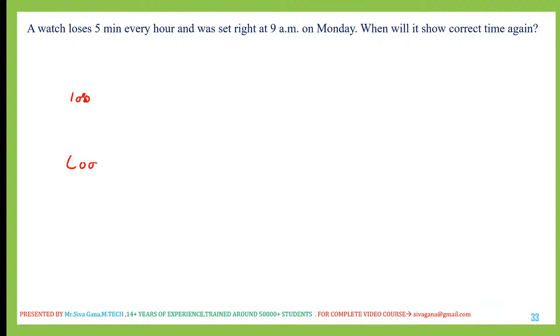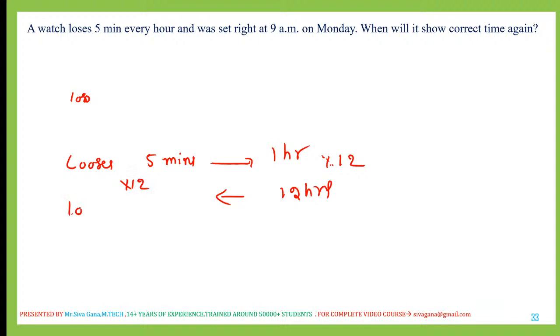Now simply what we have to do: it loses 5 minutes in every 1 hour. In 12 hours, how much does it lose? Multiply here also with 12. 12 fives are 60. So 60 minutes is lost in 12 hours. 60 minutes means 1 hour. So 1 hour is lost in a 12 hours duration.